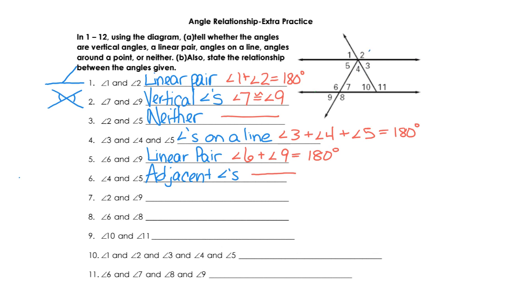Angle 2 and angle 9. Oh, wow. Well, they are not even close to being by each other, right? So vertical, no. They would have to be sharing that vertex like a bow tie. Linear pair, no. Angles on a line, no. They're not on the same line. Angles around a point, no. I'm going to have to go with neither on this one, and they are not adjacent either. They're not even next to each other, so we'll say neither. And because they are neither, they're not going to have any sort of relationship here. Okay? All right, next one.